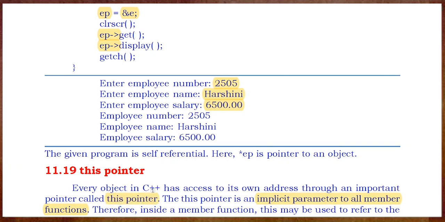So what does this pointer mean? In C++, every object, like E which we created, has access to its own address through an important pointer called the this pointer. Like I used the address and made a pointer, by default we have a pointer, and that pointer is called the this pointer. Using this pointer, all the member functions can implicitly, automatically access the members of the class. Therefore, inside a member function, this may be used to refer to the invoking object. So whenever we declare an object or invoke the object, you can also directly use the this pointer. That is something about the this pointer.